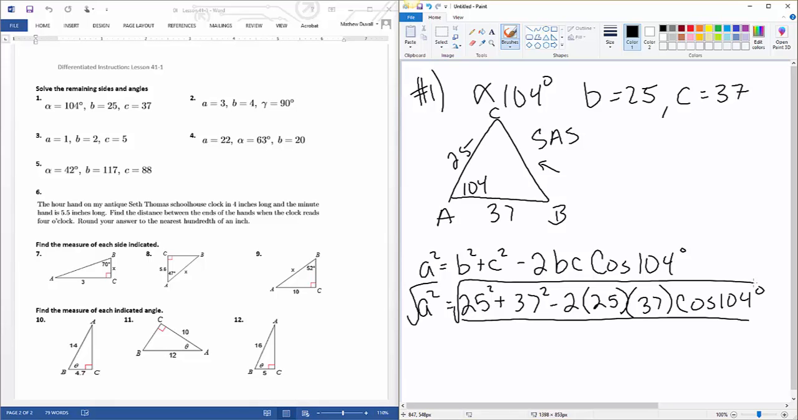Now once you have your A, then you could use another law of cosines to be able to find either what angle C is or angle B. You could also then use the law of sines if you're more comfortable with the law of sines, and it might make it a little easier.